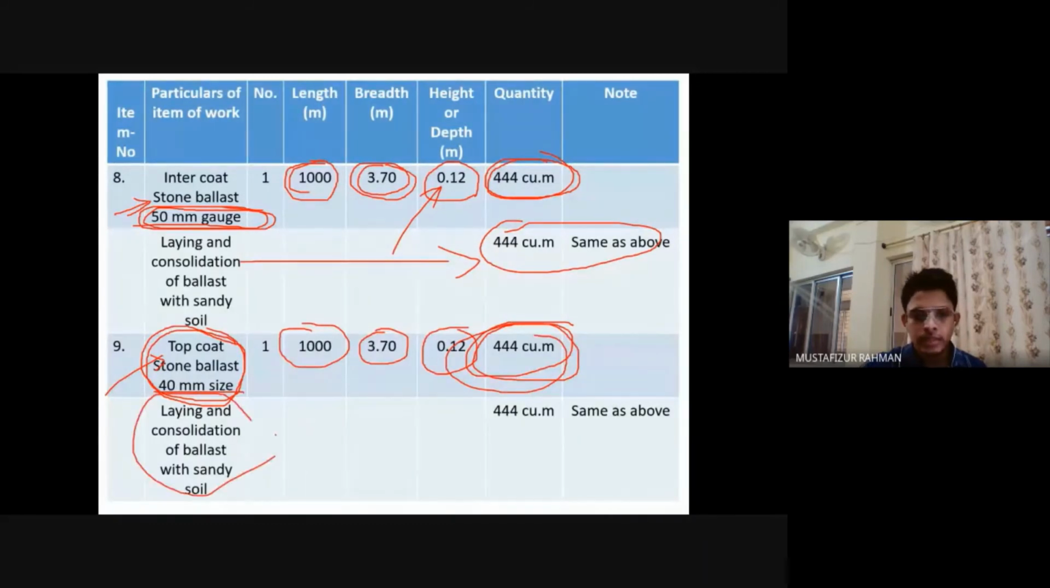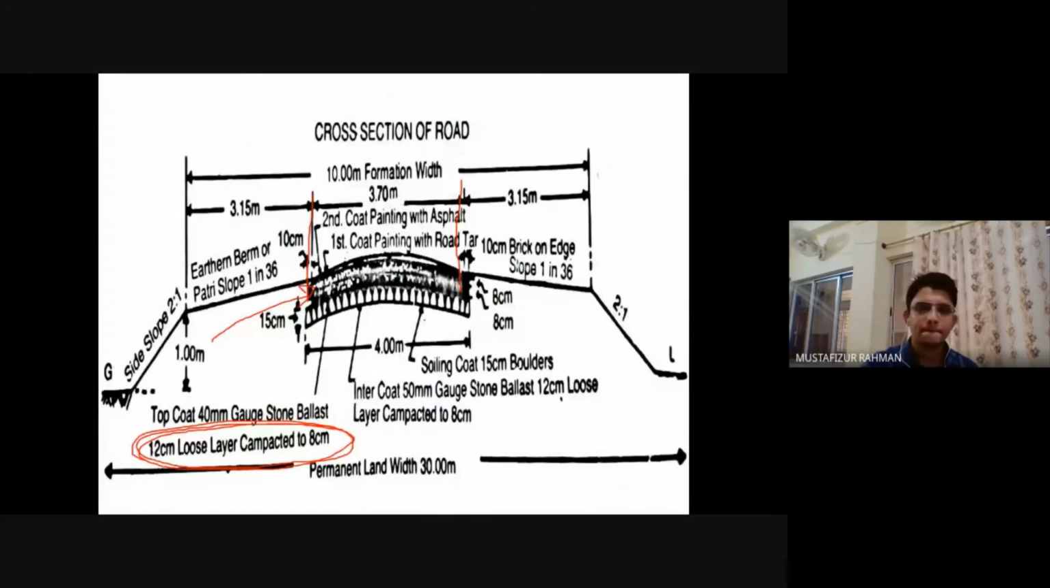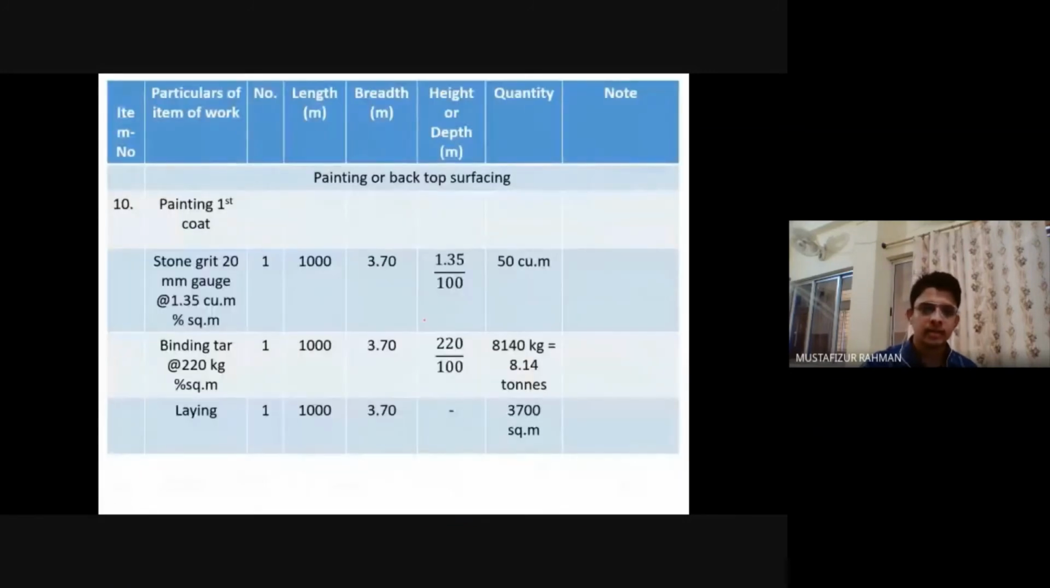Then for laying and consolidation, we will need this filler material, which is considered the same as above. Then finally, we have to do surfacing. It is called painting or back topping or surfacing. There are some names which mean the same thing. Generally, we will call it surfacing, or surface dressing.